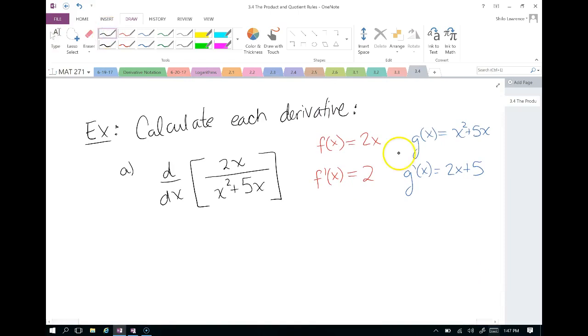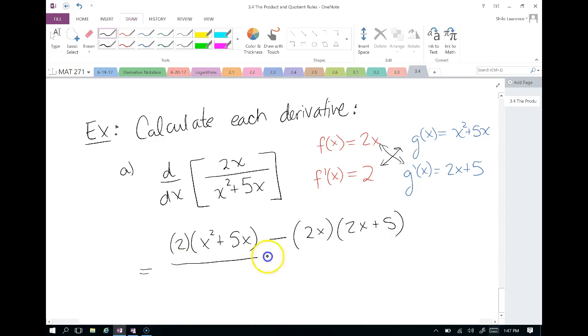We're still going to crisscross. We're going to do f prime g. So I'm going to do 2 times x squared plus 5x, minus. There's one of the big differences between product and quotient rule: the minus. Times f g prime, so 2x times 2x plus 5, all over g squared, your original g squared. That's our other big difference, is that we've got g squared in the bottom.